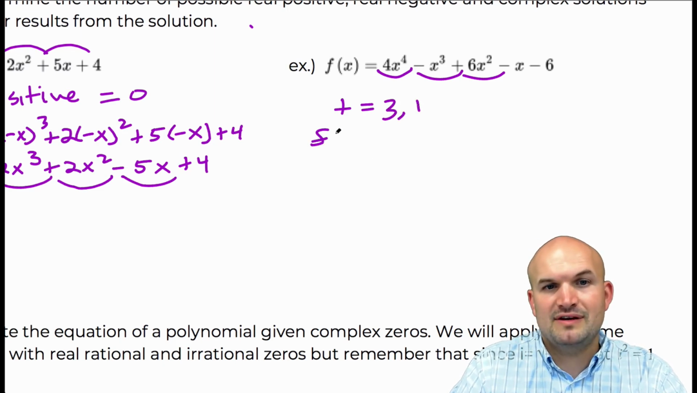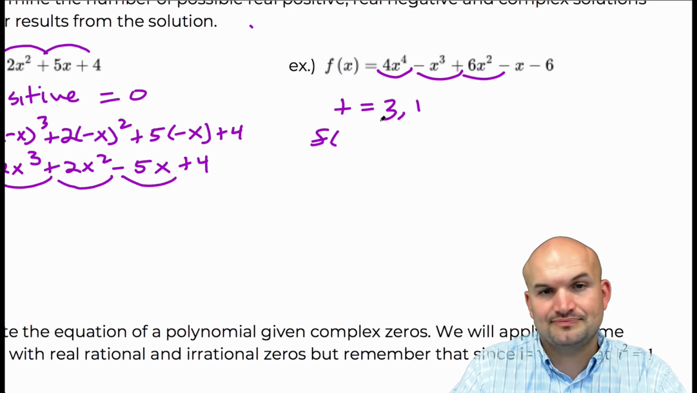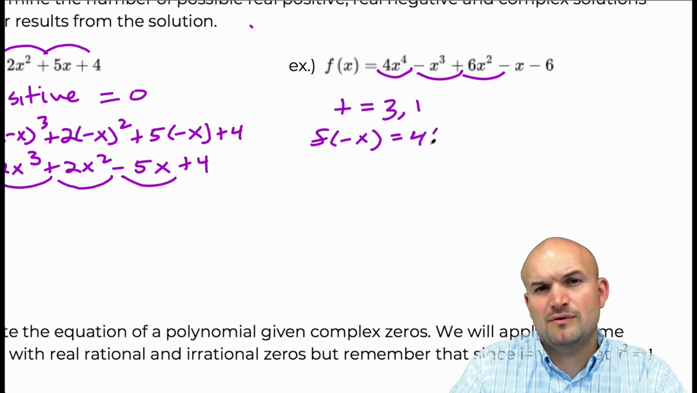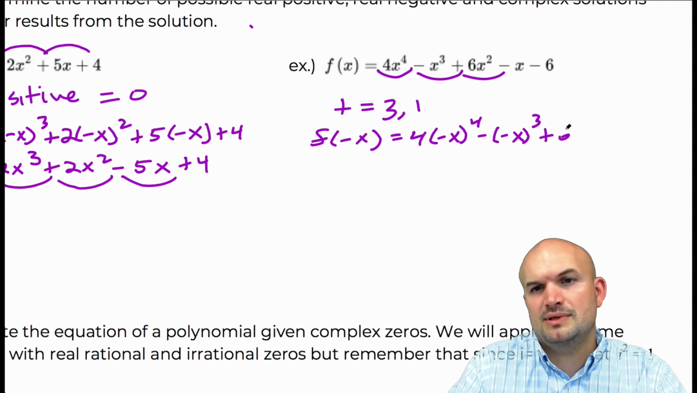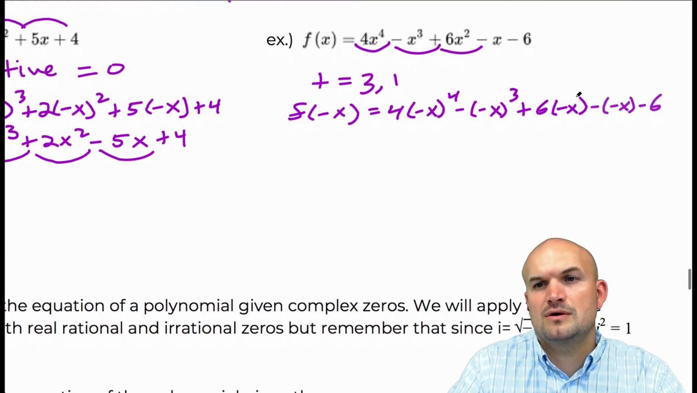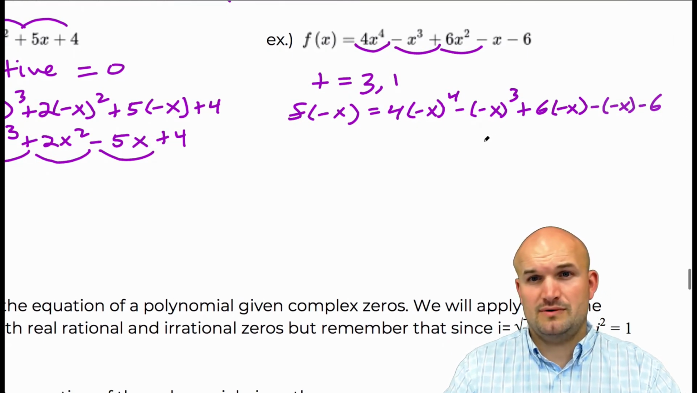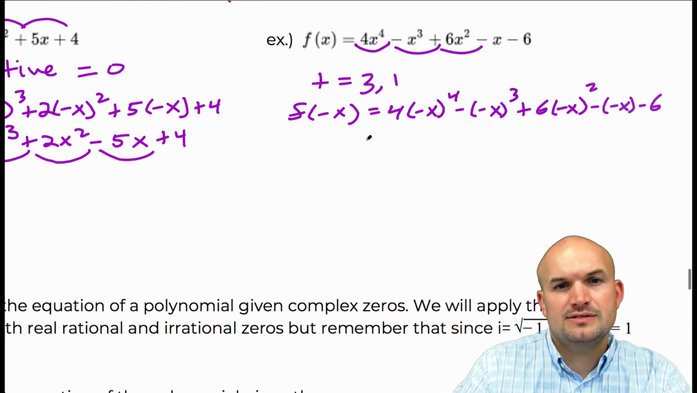Now let's look at f of negative x. F of negative x is going to be 4 times negative x to the 4th minus negative x cubed plus 6 times negative x squared minus negative x minus 6. Whew, that's a lot going on there. Okay, so let's see what we got here.